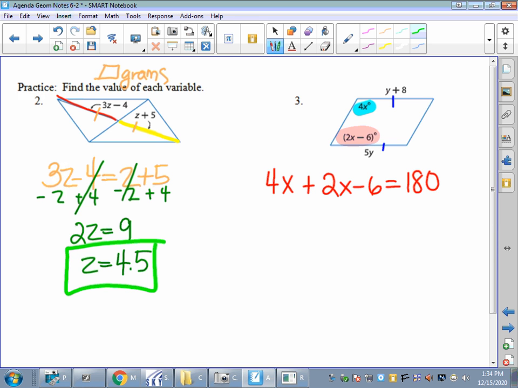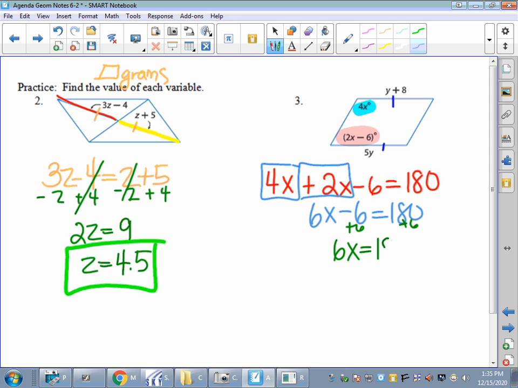Opposite angles are congruent. Consecutive angles are supplementary. So solve this guy, combine like terms. 6x minus 6 equals 180. Add 6 to both sides.